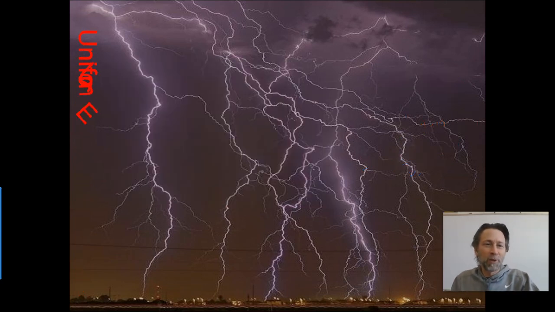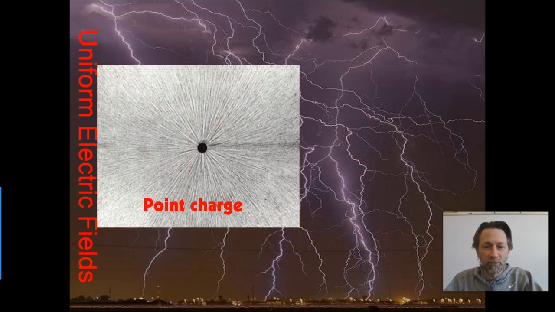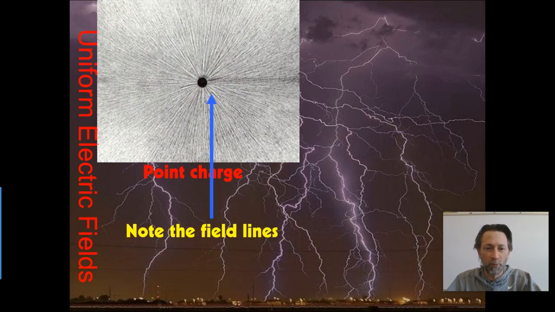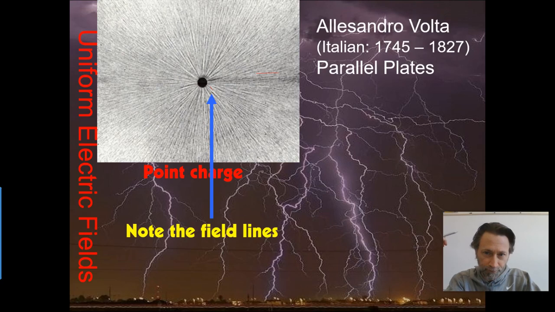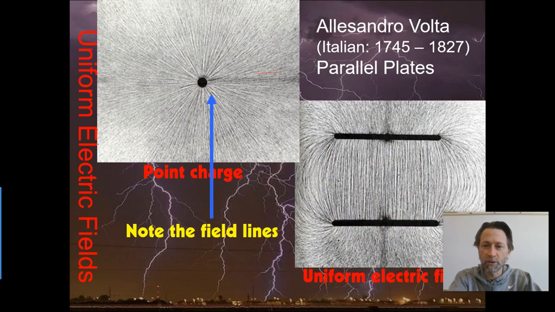Okay. So moving on, in a uniform electric field, notice that we have this point charge here. Notice that as this goes away, the field lines are going to get spread out further and further and further, right? As opposed to if I take 2 parallel lines, notice that I'm going to have these parallel lines of field where the electric field is constant in there.